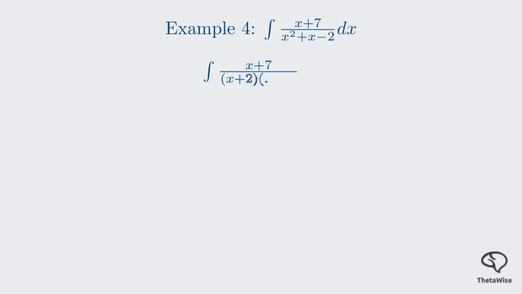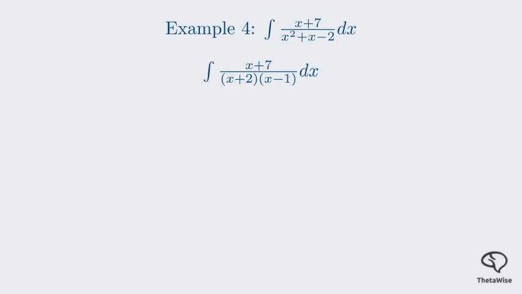Let's try an example. Let's evaluate the integral of (x + 7) over (x^2 + x - 2). We want to find the integral of (x + 7) over (x^2 + x - 2) dx. First, we factor the denominator. x^2 + x - 2 factors into (x + 2)(x - 1), so we have the integral of (x + 7) over (x + 2)(x - 1) dx.